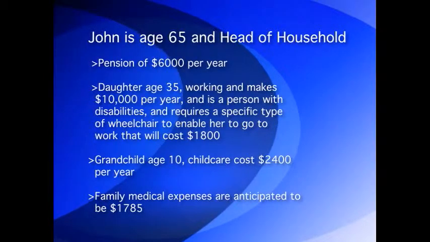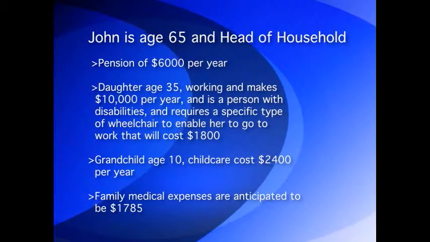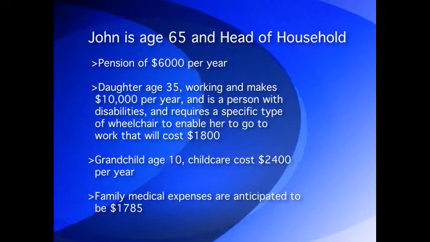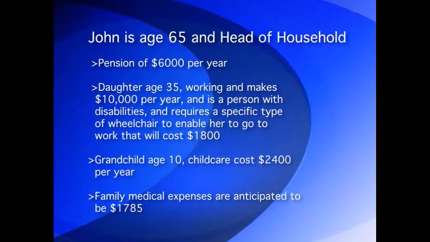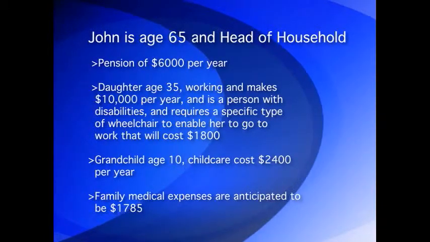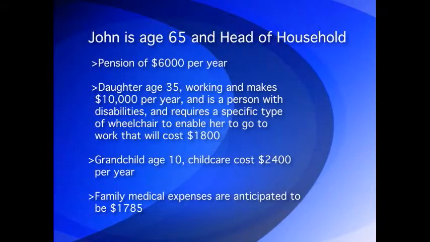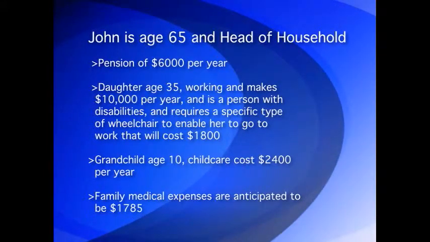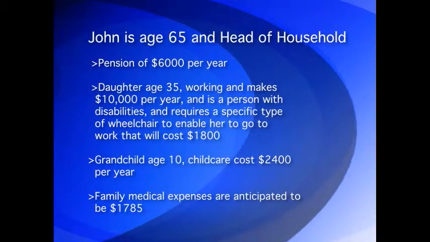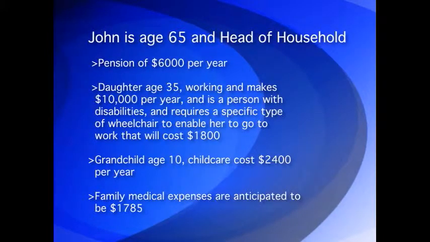Let's do another walkthrough exercise together. We will use the information on page 94 to calculate the 50058 on page 95. John is 65 years old. He's the head of household. He receives a pension of $6,000 per year.